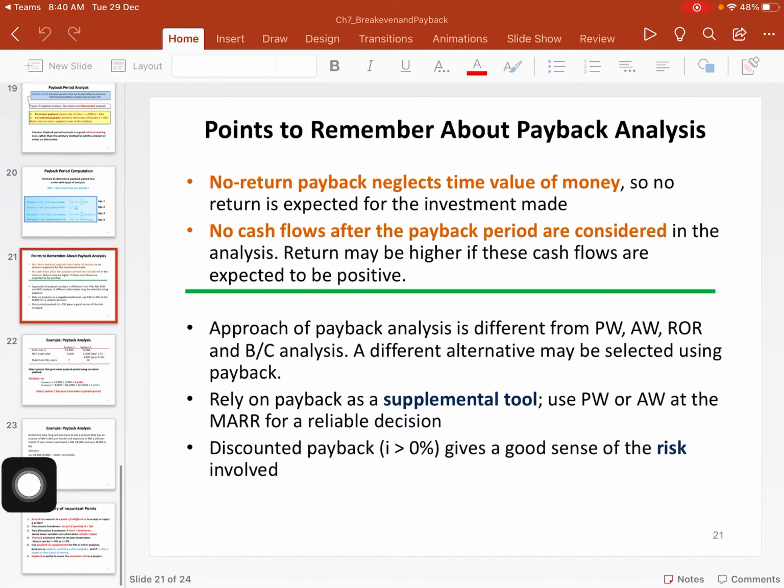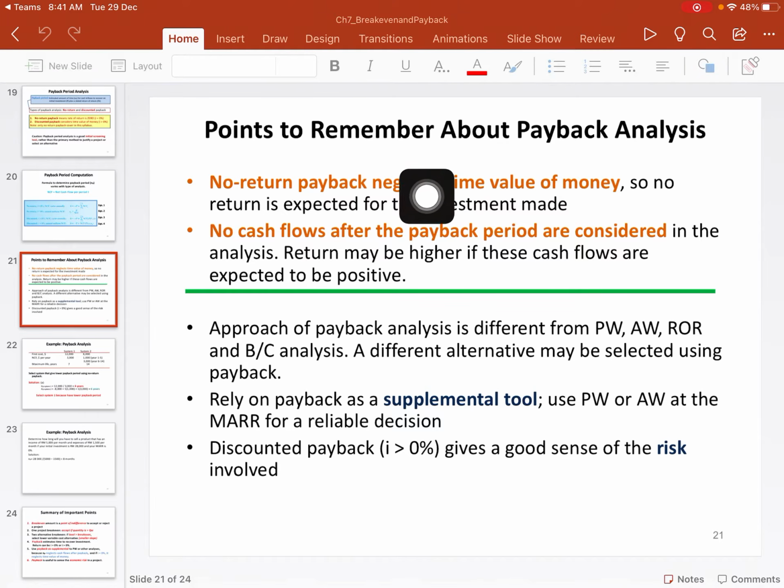Points to remember about payback analysis. No return payback neglects time value of money, so no return is expected for the investment made. No cash flows after the payback period are considered in the analysis. Return may be higher if these cash flows are expected to be positive. The approach of payback analysis is different from PW, AW, ROR, and B/C analysis. A different alternative may be selected using payback.